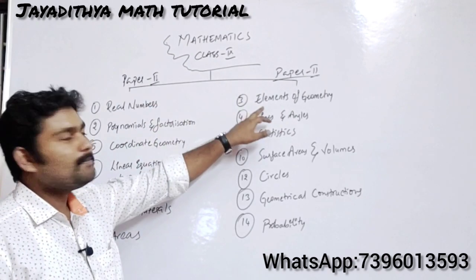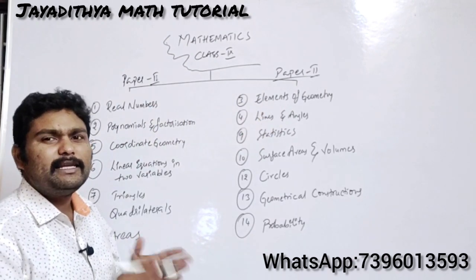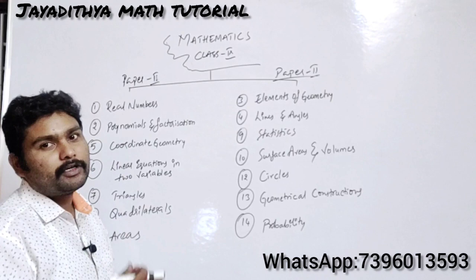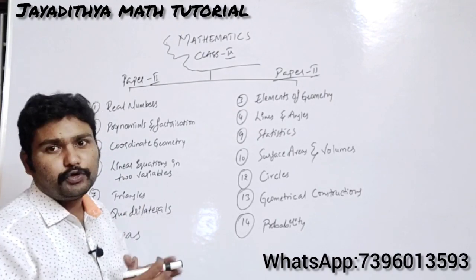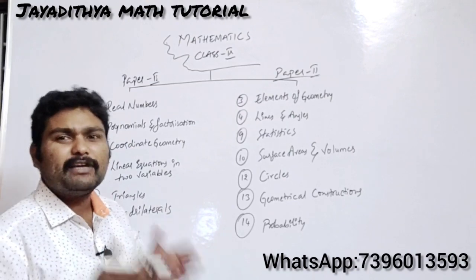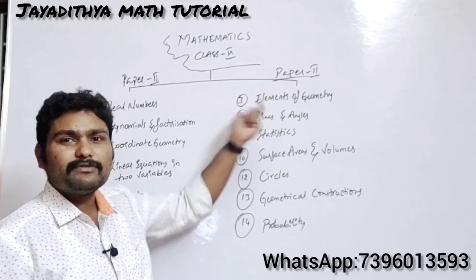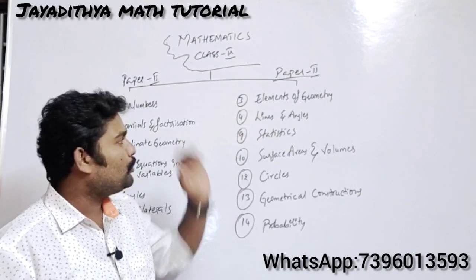And the third chapter is elements of geometry. Here you will be learning some basic concepts about geometry, and you will be learning about the mathematician Euclid also in this chapter. You will be having some postulates and axioms. So this is a very small chapter but an important chapter.